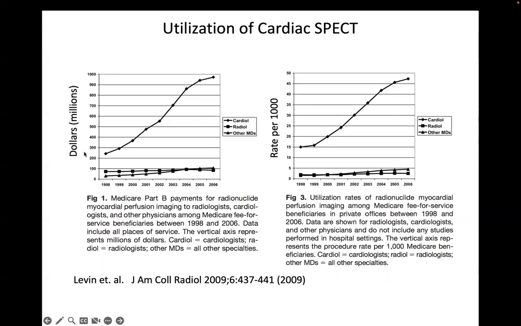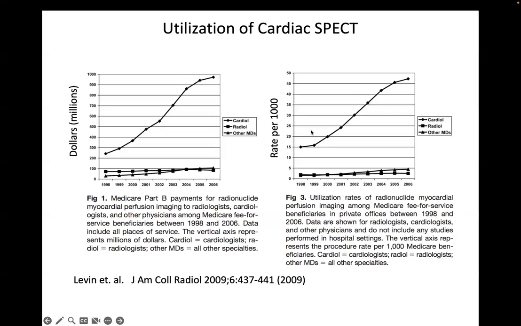And you can see over the course from 98, when there was about $250 million spent on this test in Medicare, this is just Medicare Part B payments. This is not the whole healthcare system, right? But it's indicative of what's going on. It's just that there are better records here. And then over the course of about 8 years, it gets up to close to $1 billion. So it's this incredible growth right here.